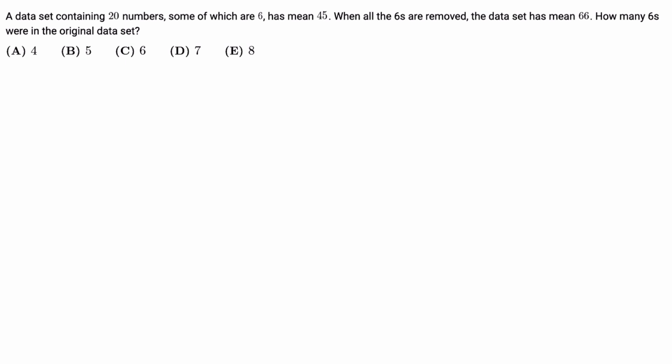We'll be solving problem 5 of the AMC 12A 2024. So let's start. A dataset containing 20 numbers, some of which are 6, has a mean of 45. When all the 6s are removed, the dataset has a mean of 66. How many 6s were in the original dataset?